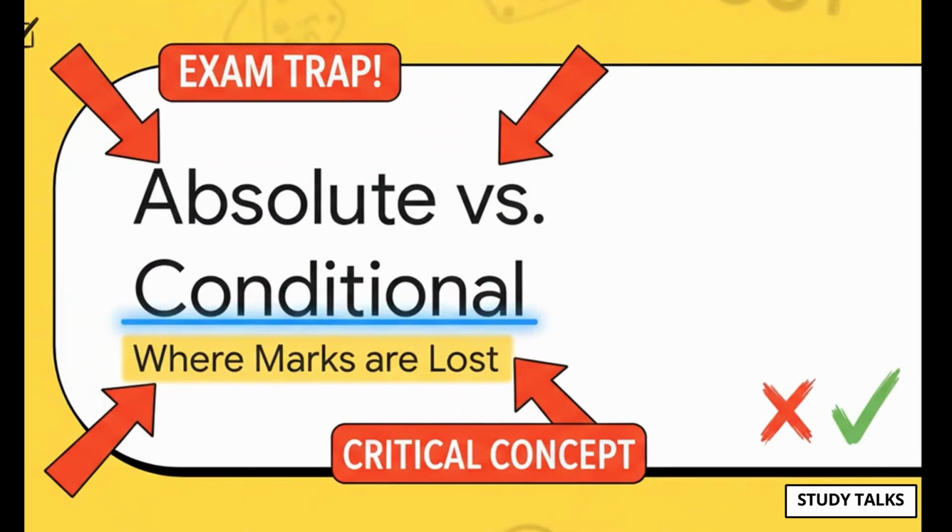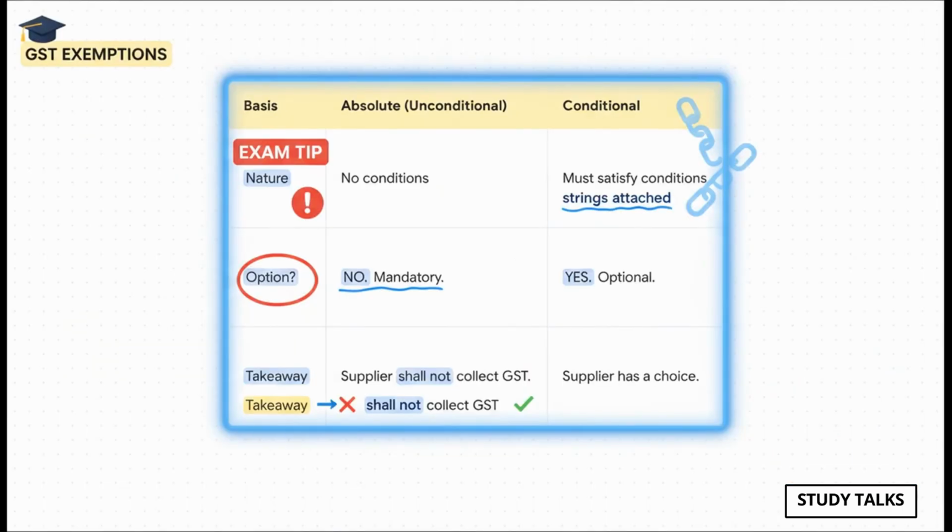Okay, everybody, listen up. This right here, this is the whole game. This is the single biggest reason people get that first question wrong. The difference between an absolute and a conditional exemption is literally where marks are won and lost. This table lays it out perfectly. A conditional exemption is just that. It has conditions. Because there are conditions to meet, it's optional. You can choose to meet them and get the exemption, or you can say, nah, I'll just pay the tax.